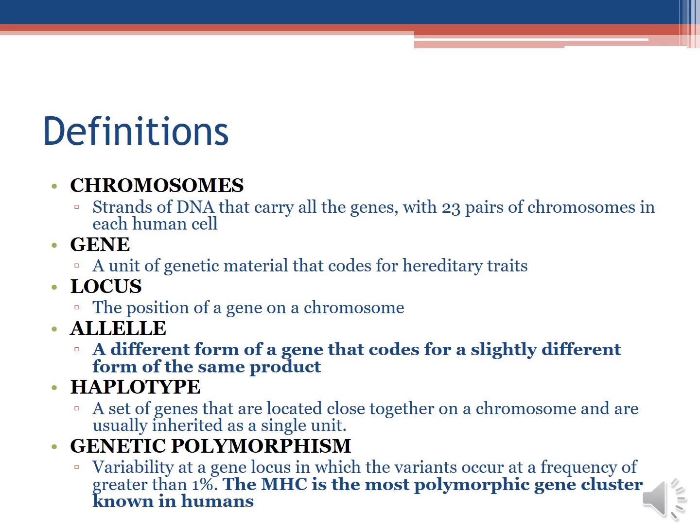Haplotype: these are a set of genes that are located close together on the chromosome. And genetic polymorphism: we consider the MHC a polymorphic gene cluster. It's a variability at a gene locus in which the variants occur at a frequency of greater than 1%. So the MHC is one of the most polymorphic gene clusters in humans, so it has great variability.